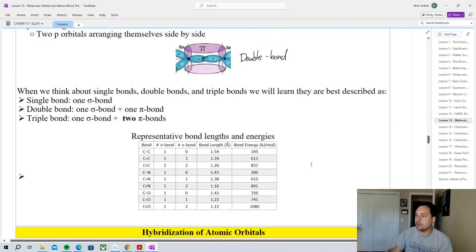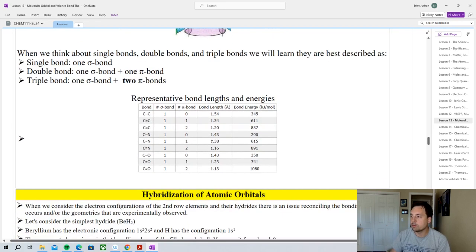The representative bond lengths and energies for the single, double, and triple bonds of carbon and nitrogen and oxygen are shown here. Anytime we measure a carbon-carbon bond, it's around 1.54 angstroms in length. And this has to do with the fact that these carbon-carbon single bonds are the result of sigma bonds overlapping. And they often have the same lengths, though this can vary from molecule to molecule.